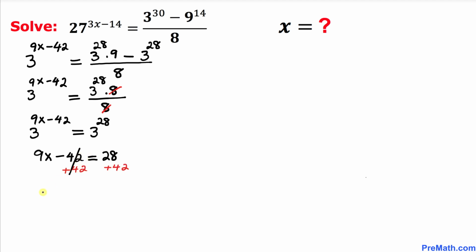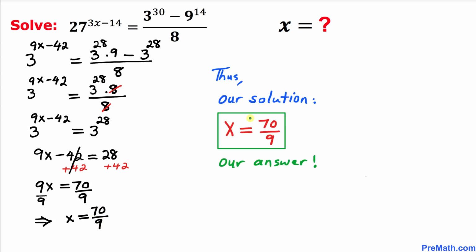So this cancels out, and we get 9x equal to 70. Let's divide both sides by 9 to isolate x. So our x value simply turns out to be 70 divided by 9. Thus our solution turns out to be 70 divided by 9.